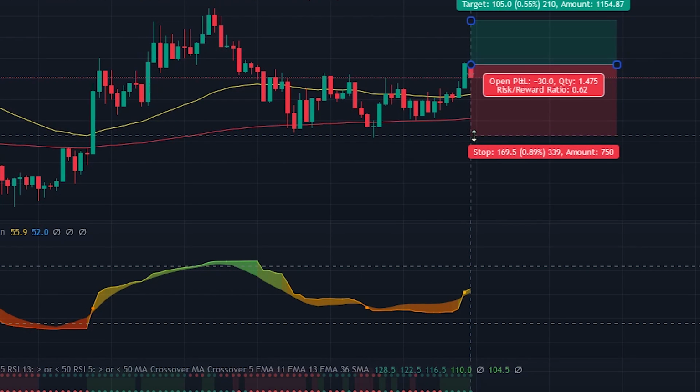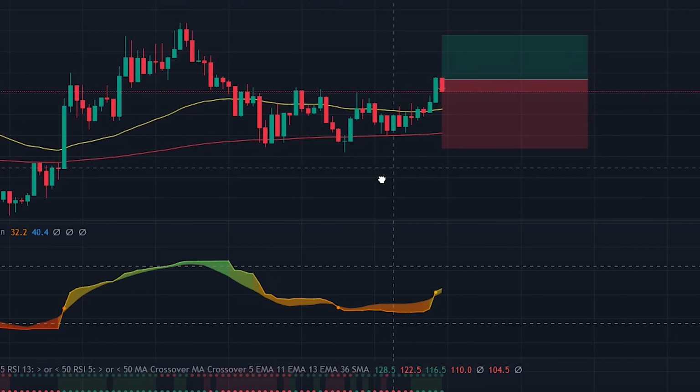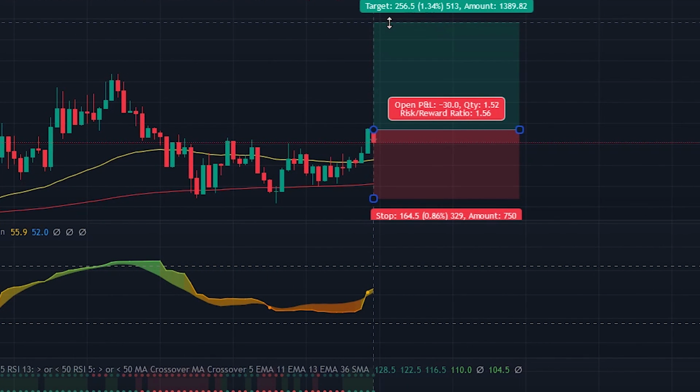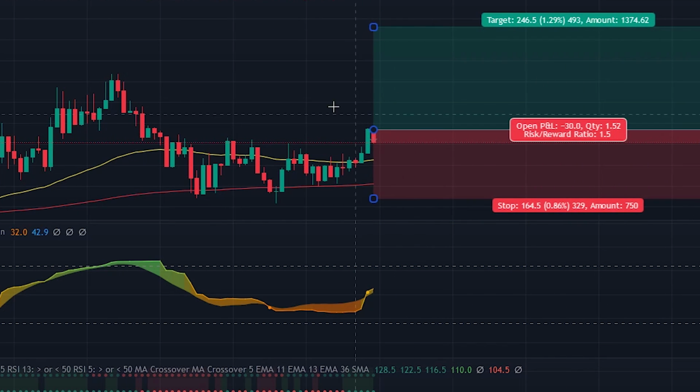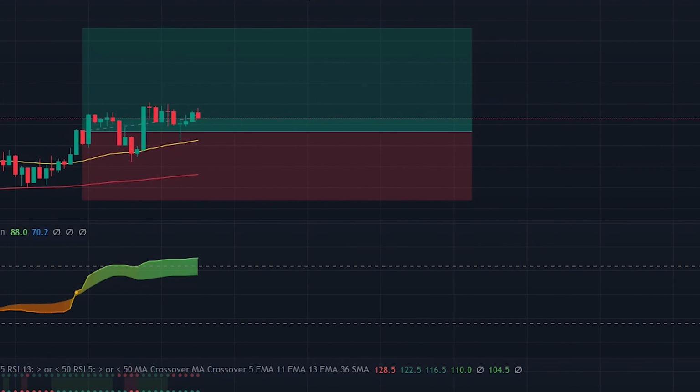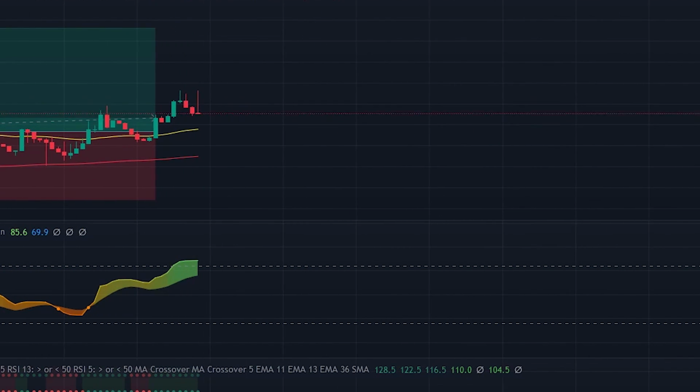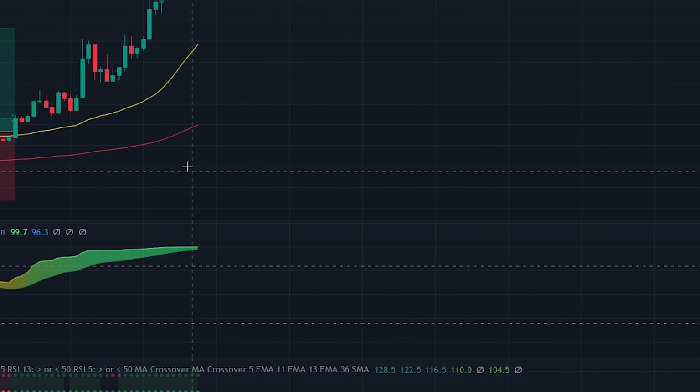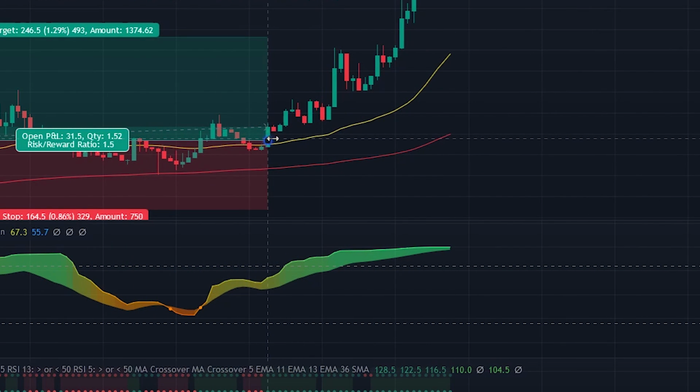This means that all three conditions have been met, so we will now enter into a buy position. We will put the stop loss at the recent swing low or just below a support point. For the take profit, we will target a 1.5 times risk to reward ratio. As you can see, the trade was profitable again.